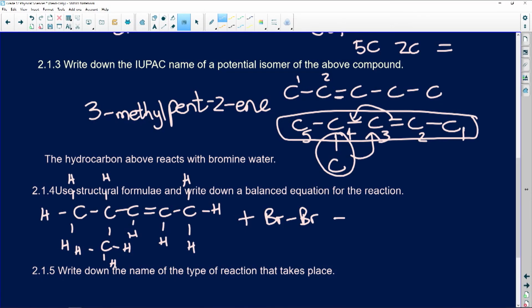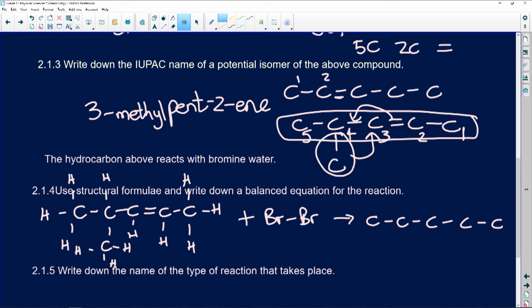So what's going to happen, the double bond is going to break, and the bromine atoms are going to sit on each carbon atom of where that double bond broke. So we need to make sure that the bromine atoms are sitting on either side of where that double bond was sitting. So we're going to add it. So once again, we need to draw our 5 carbons. So 1, 2, 3, 4, 5.